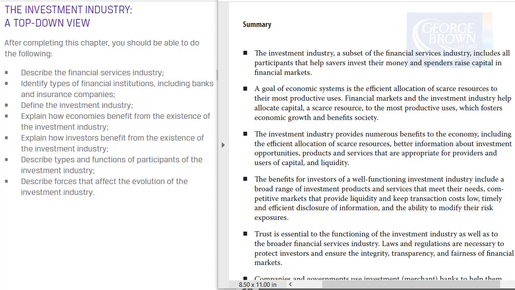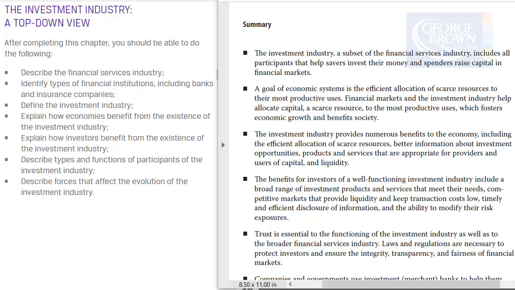And the next point is the benefit for investors of a well-functioning investment industry include a broad range of investment products and services that meet their needs, competitive markets that provide liquidity and keep transaction costs low, timely and efficient disclosure of information, and the ability to modify their risk exposures. So that's addressing the learning outcome statement, explain how investors benefit from the existence of the investment industry.